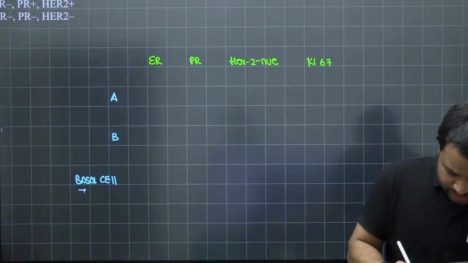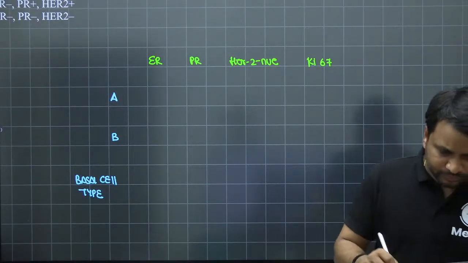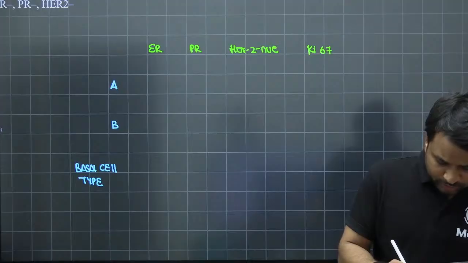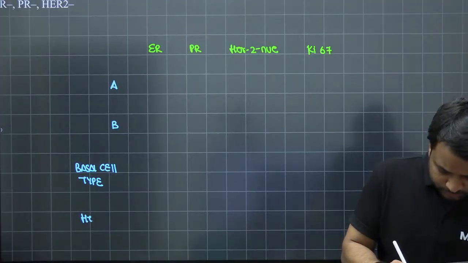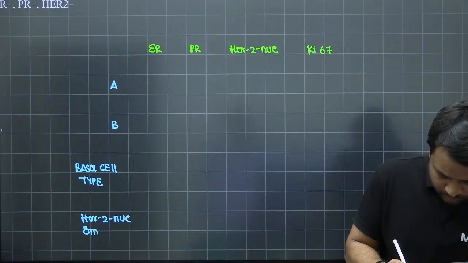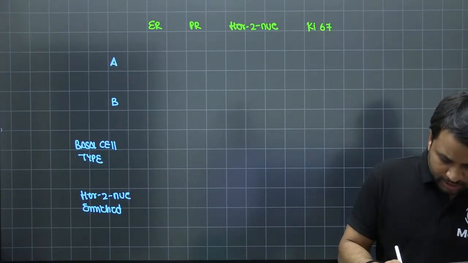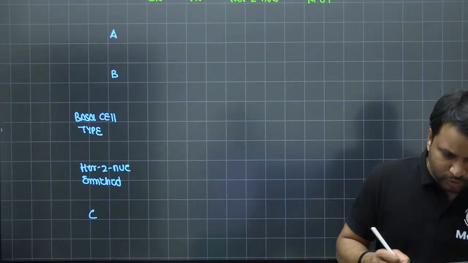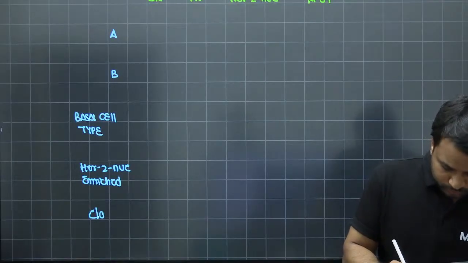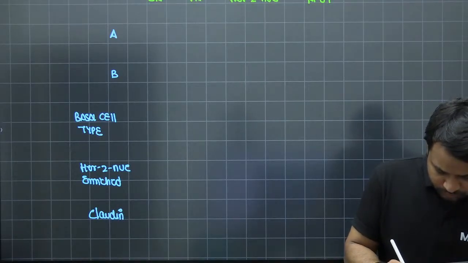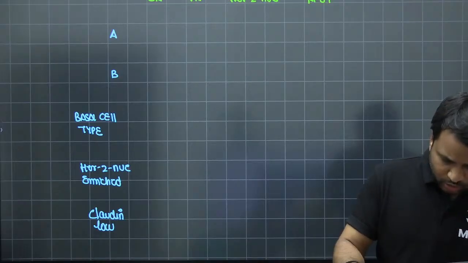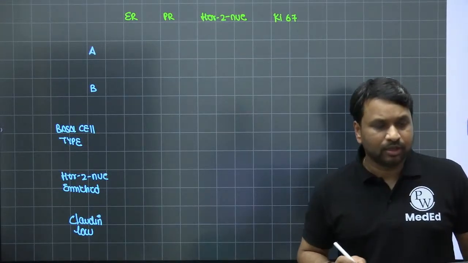The basal cell type. And then you have HER2 neotype or HER2 enriched. Another new addition is going to be the Claudin low variety, right?